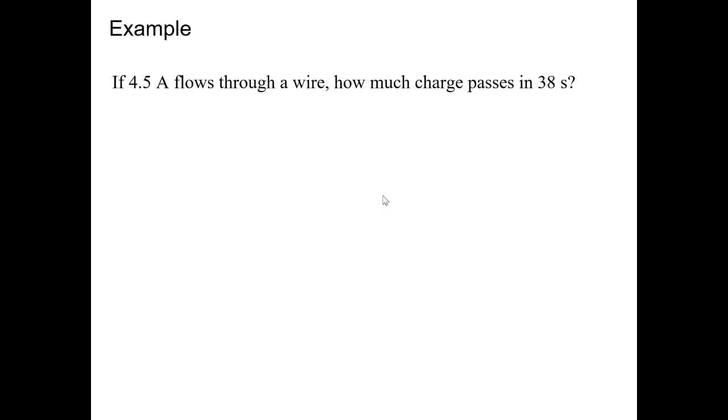So here's an example where we'll actually apply some numbers. If you have 4.5 amps flowing through a wire, how much charge passes in 38 seconds? Well, our formula on our formula sheet is I is equal to Q over T, or current is equal to the amount of charge divided by time.